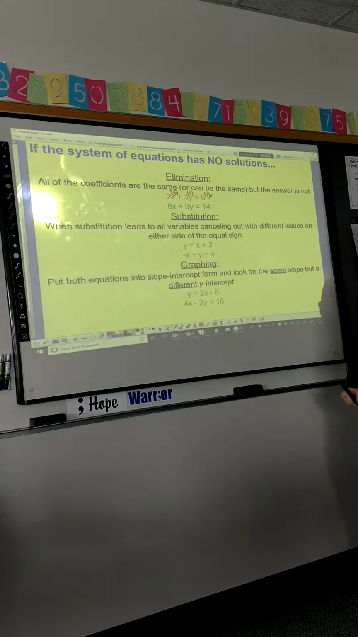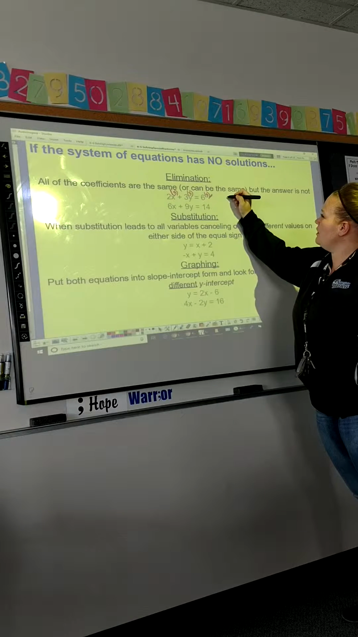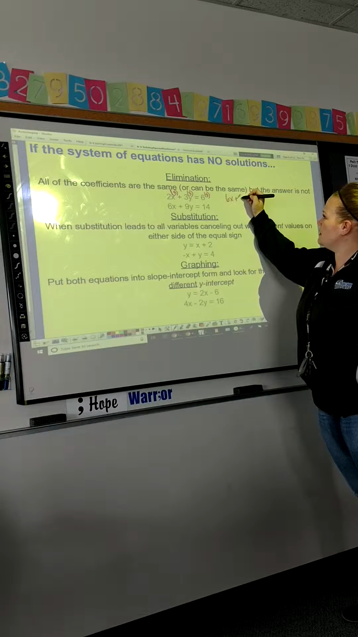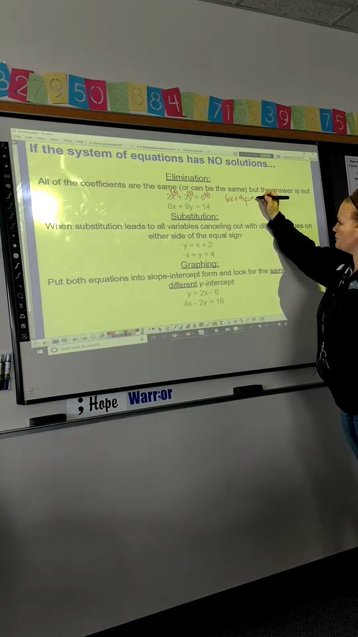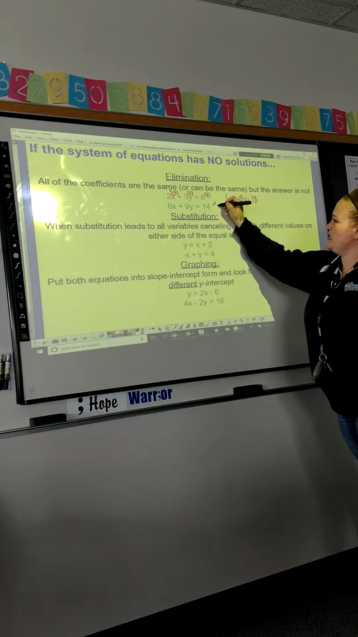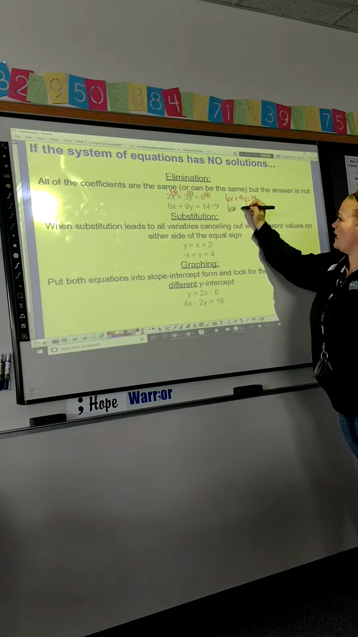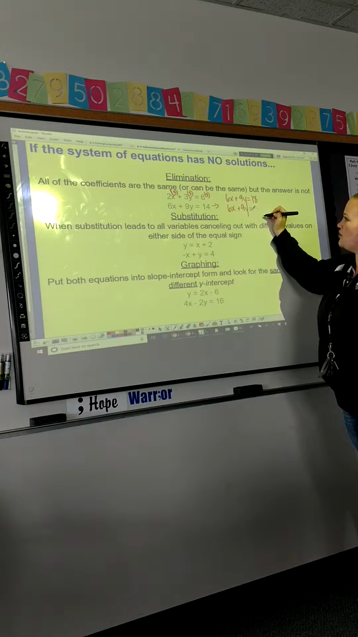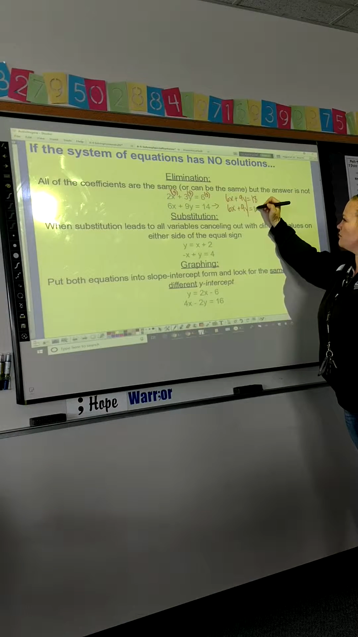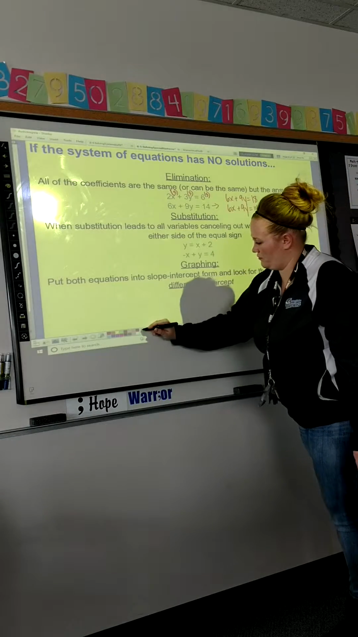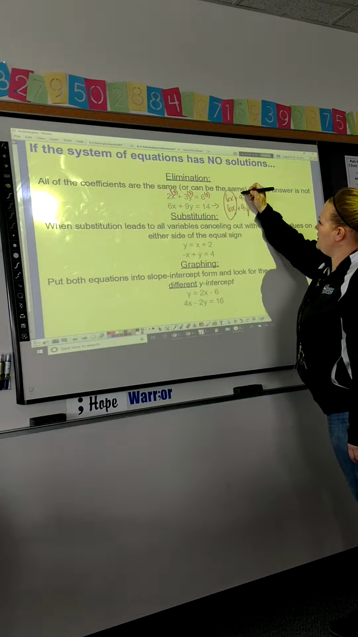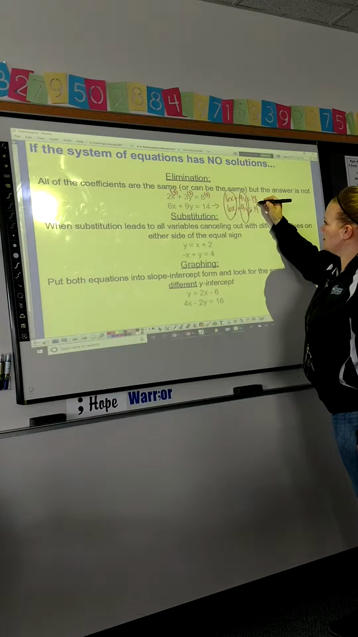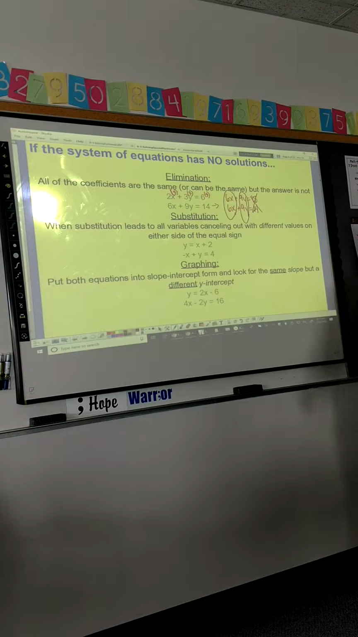Perfect. So if we were to rewrite this, we would have 6x plus 9y equals 18. And then this guy, we didn't have to do any work for. We got variables to match. The problem is what? It's no solution. These variables match and those variables match, and these variables match, but these don't. So that's your sign of no solution with elimination.